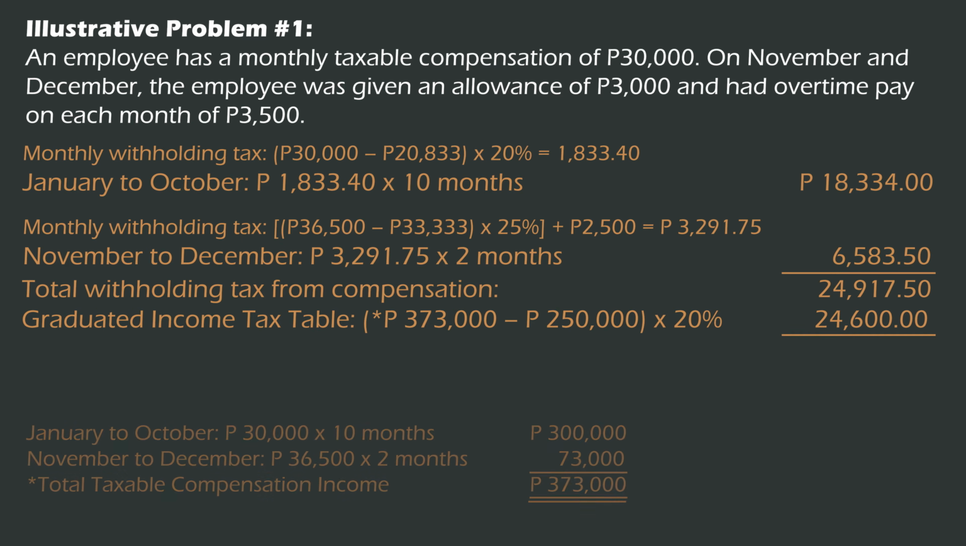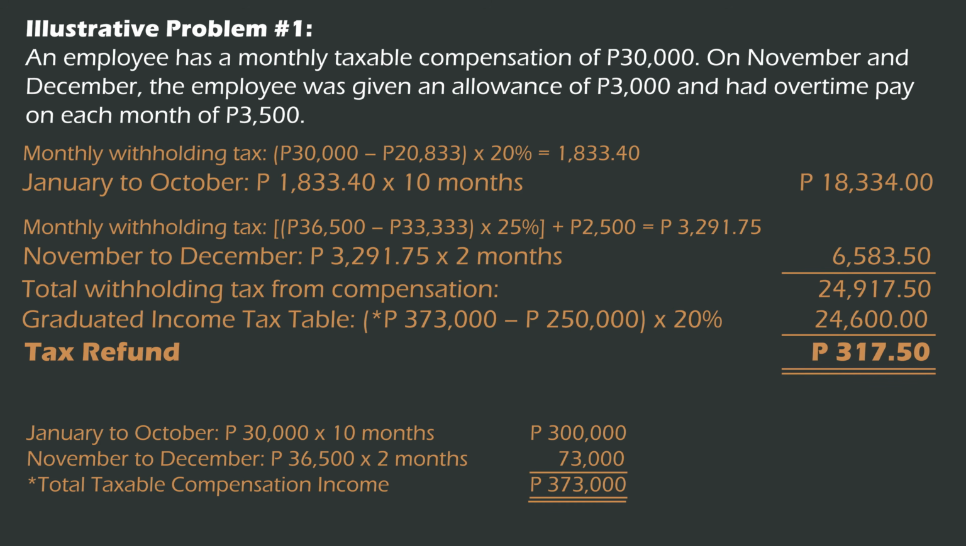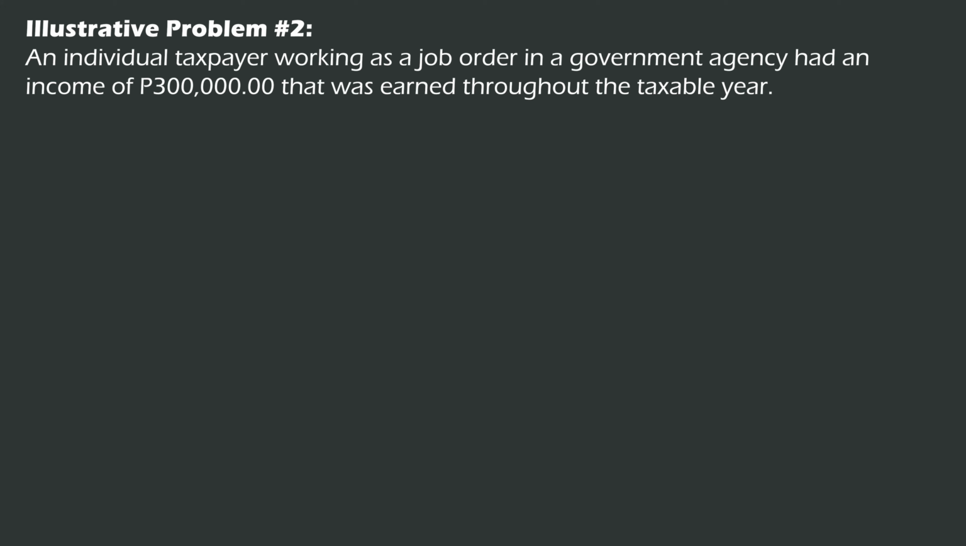We will be comparing this amount with the computed tax using the updated graduated income tax table. Total taxable compensation for the year is 373,000. Based on the income tax table, the tax due will be 24,600. So total withholding tax, as we have computed a while ago, is 24,917.50 versus tax due based on the graduated income tax table, which is 24,600. Therefore, the tax refund of the employee amounts to 317.50.